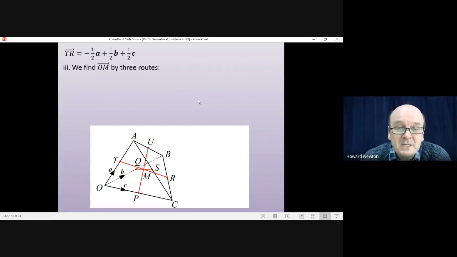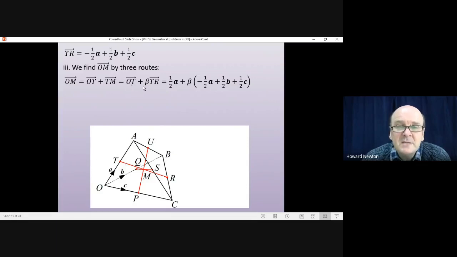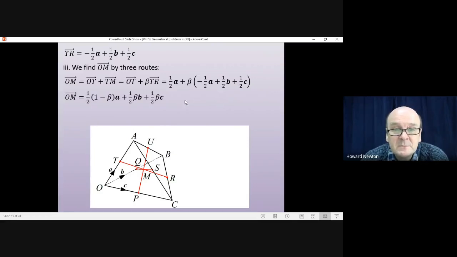Second route I'm going to take is using the diagonal TR, and I'm going to go from O to T and then T to M, which means I've gone from O to T plus some fraction of the vector TR. And that fraction I'm going to call beta. The vector from T to R I worked out in part one, substituted in there. Multiply out the brackets, collect up terms, that will give me that.